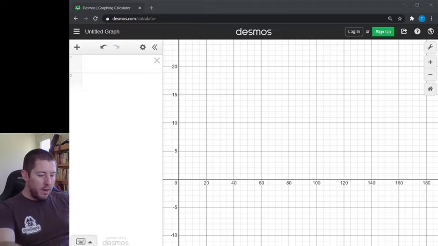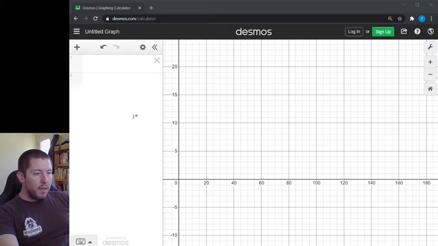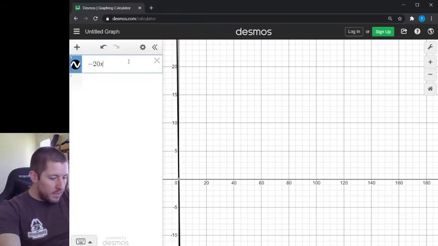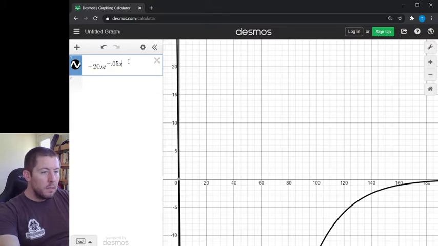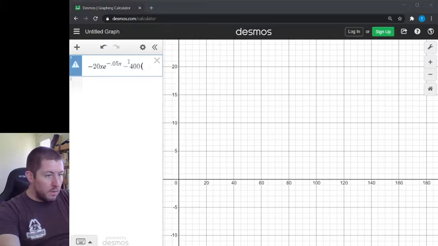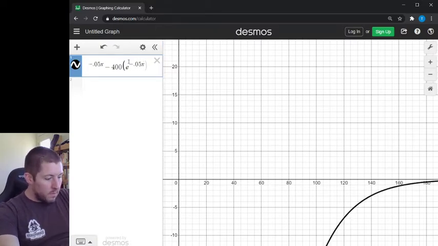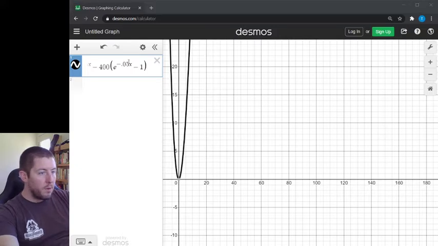So back in Desmos over here. So -20x e to the -0.05x. Oh, come on, just flip back and forth between the two. I'm asking you. That's not that hard. All right. -20x e to the -0.05x minus 400 e to the -0.05x. Oh my gosh, why would you do that with the parentheses, Desmos? Minus 1. All right, there's our first expression.